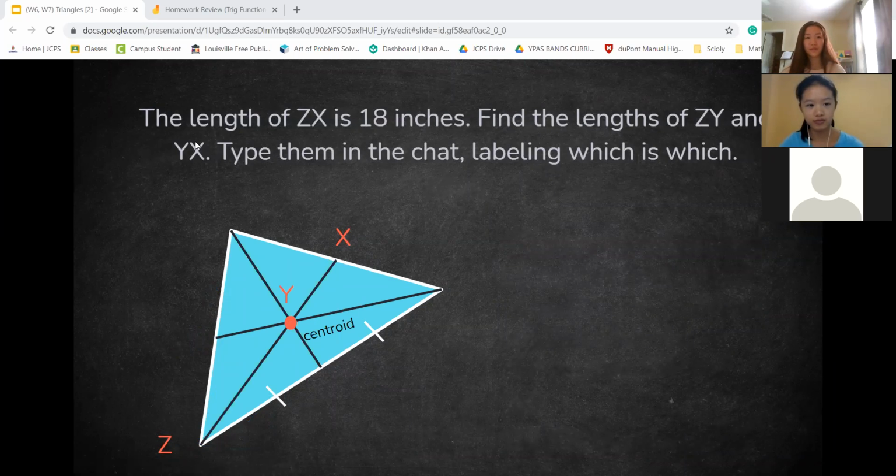Okay, so just a question. The length of ZX is 18 inches. Then find the lengths of ZY and YX. So tell us in the chat using the relationship that we just figured out.